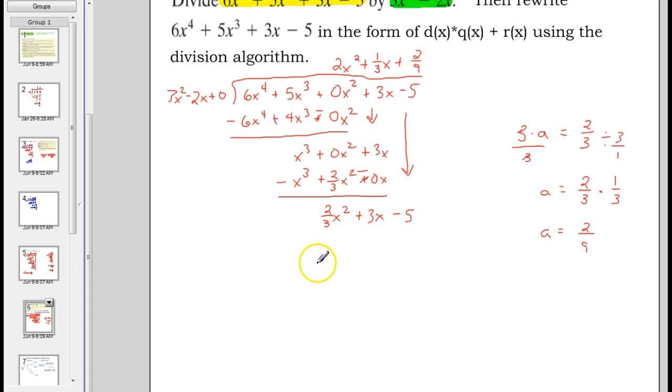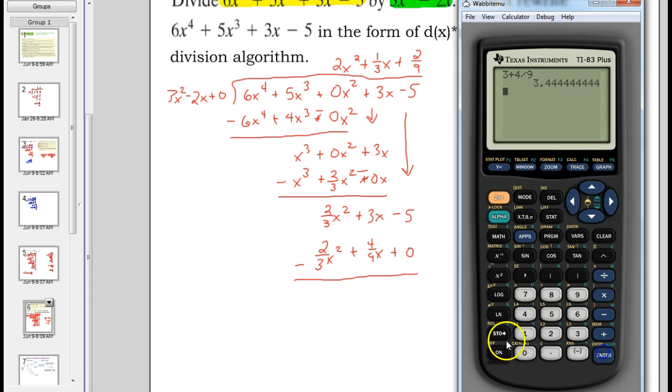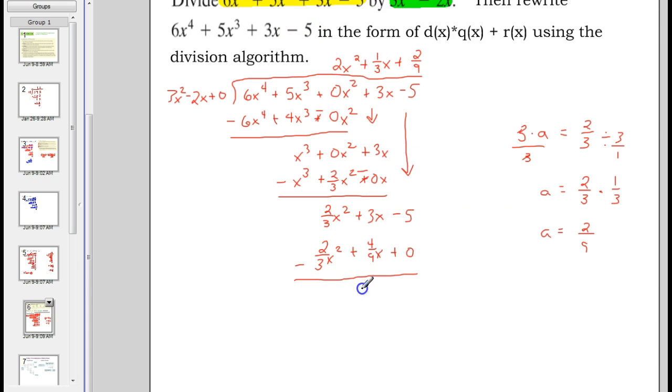2/9 times 3x squared is 2/3 x squared. And then 2/9 times negative 2x is negative 4/9 x. And then 2/9 times 0 is 0. Change your signs. This is 0. 3 plus 4/9. If you have a calculator that can handle fractions, use it. If not, you just have to get common denominator. So 31/9 x, and then subtract. Bring down your 5.